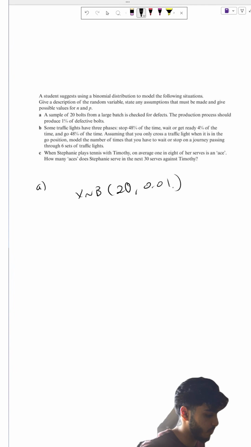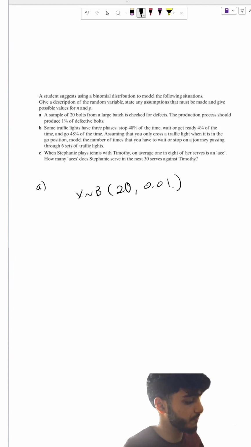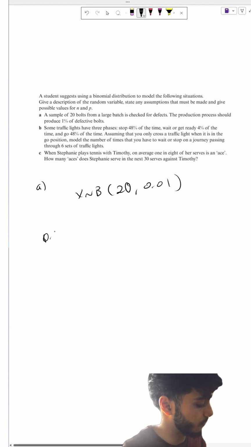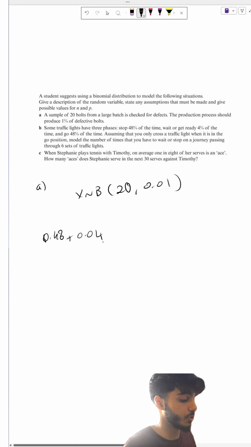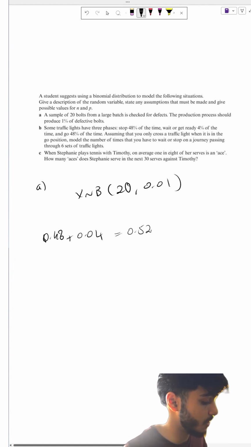So we have 1% of defective bolts. We don't really care about that. Assuming that you only cross a traffic light when it's in the go position, model the number of times that you have to wait or stop. So wait or stop, that's going to be 0.48 plus 0.04. That gives you 0.52 for one of the traffic lights.